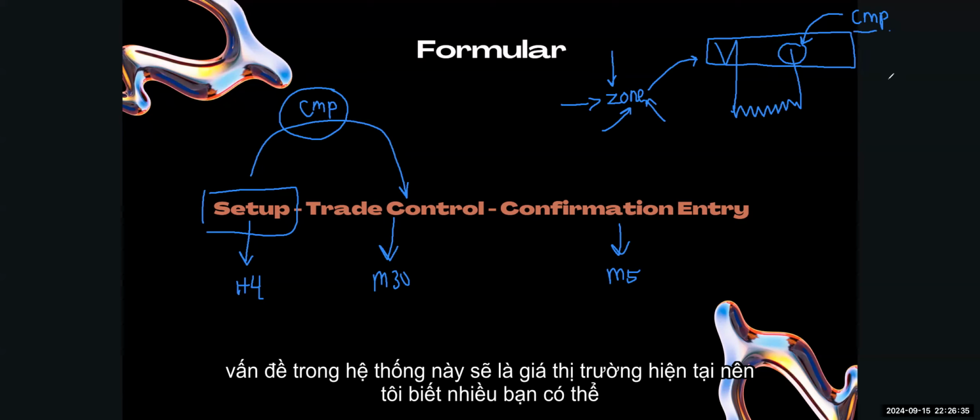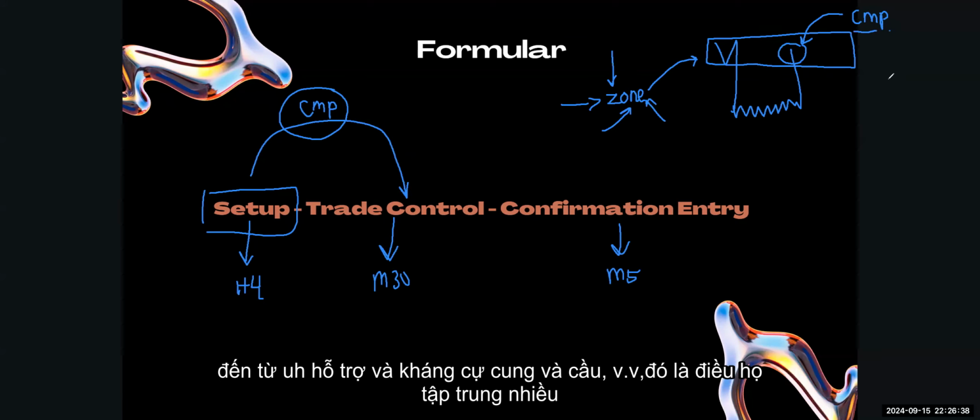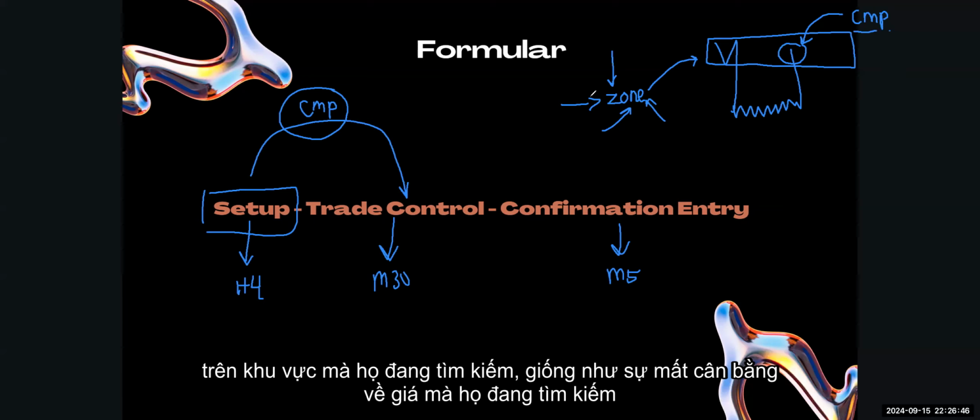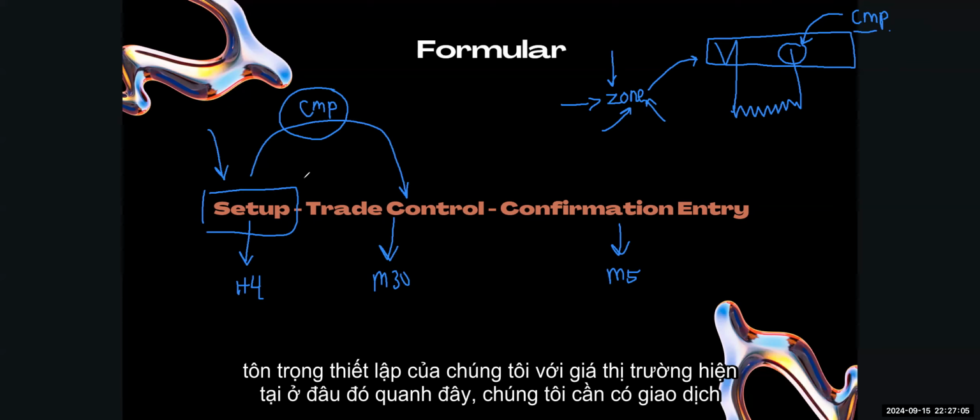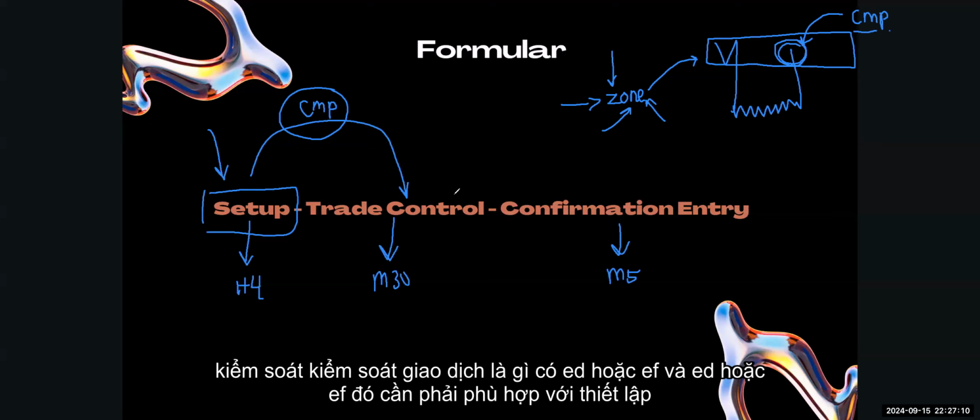So I know a lot of you guys might have come from support and resistance, supply and demand, etc., which put much focus on the zone. They are looking for the price imbalance, they're looking for the key level, etc. But what matters is actually CMP. So to make sure the price is going to respect our setup at our current market price, somewhere around here, we need to have trade control. What is trade control? Yes, EG or EF.